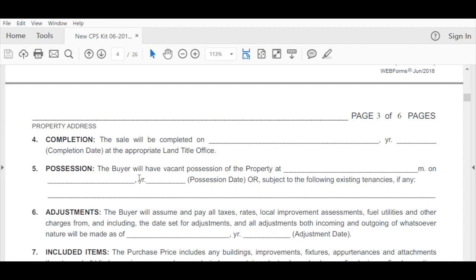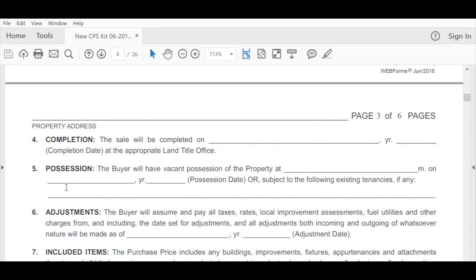And then if there is tenancy, then you have to spell out the details of the tenancy right here. Subject to the following existing tenancy, if any. Let's say here is John Smith, who started the tenancy on January 1st, 2017 with a deposit of $500. Then it should be sufficient.